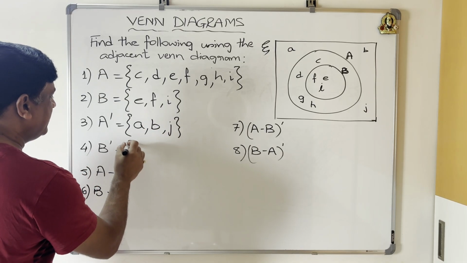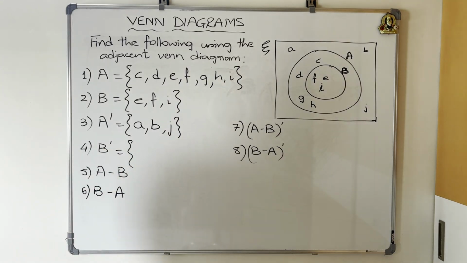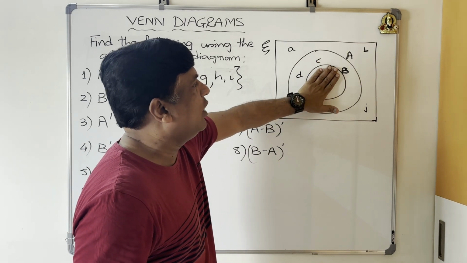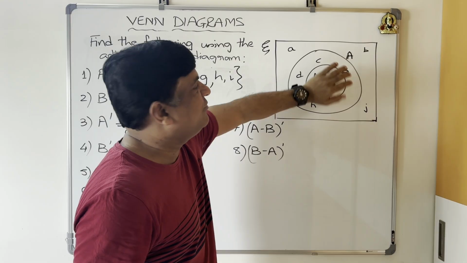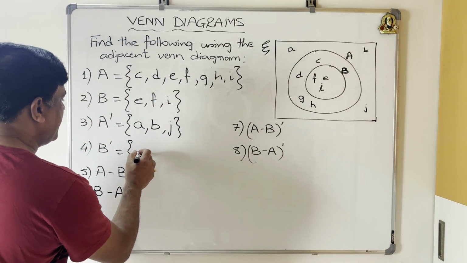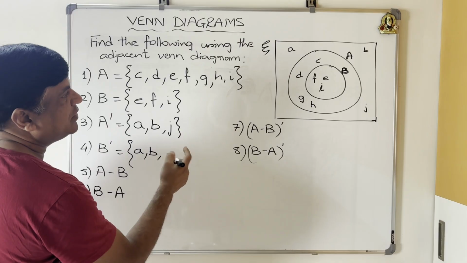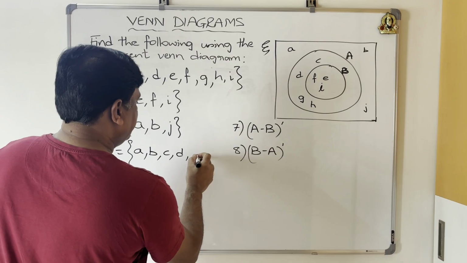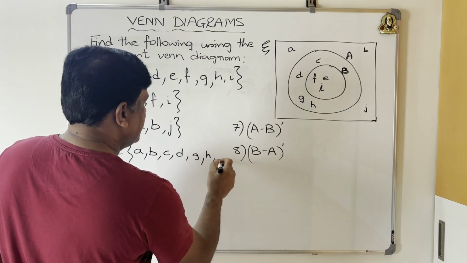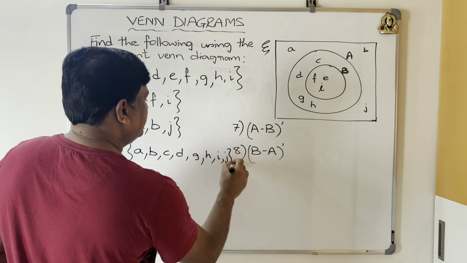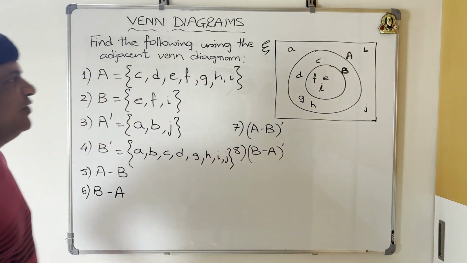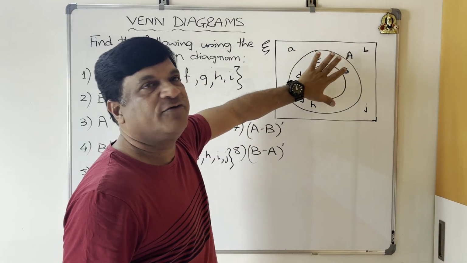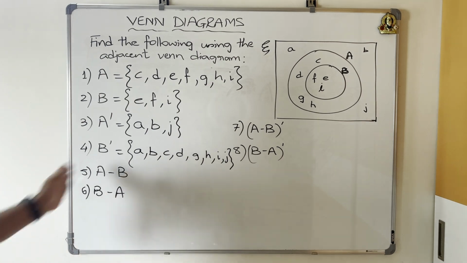Similarly, what is B complement? Forget about B and you need to include all others. Don't include the elements of B, include all others. So start with A, B, C, D, E, F will not come. It'll be G, H, I and J, because J is outside. Look at it. J is in the universe. A, B and J are in the universe. They are not part of sets A and B. Okay, clear? This is how you approach.